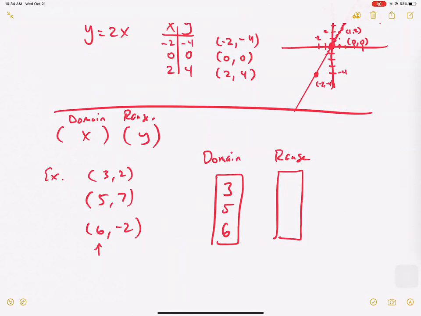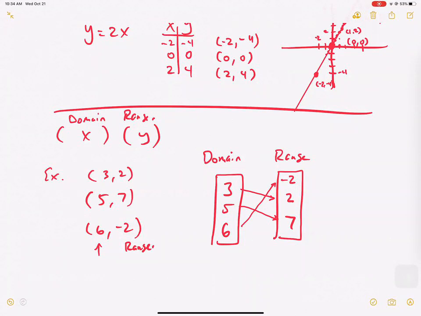But let's put them in order. -2, 2, and 7. Writing them in order. Do they have to be in order? Nah, but you see them in order oftentimes. So these are all my y values. These are my range. Now, let's just draw some lines to show how they're related. 3 became 2, 5 became 7, and 6 became -2.